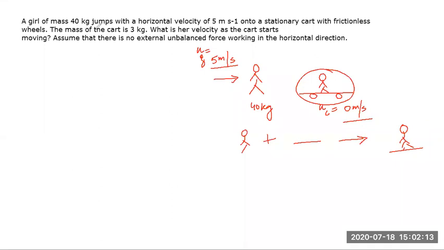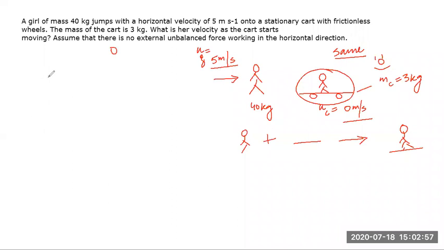Now, the question is, the mass of the cart is 3 kg. The cart mass MC is 3 kg. What is her velocity as the cart starts moving? You see that this question couldn't have been done if you don't know the law of conservation of momentum. Now it says what is the velocity of the cart? Now students, actually the velocity of the cart and the velocity of the girl after the impact is the same, because the velocity of the girl relative to the cart is zero. Both are moving. It's like we are in a bus. The bus is moving, we are also moving. I explained this to you in the last video. Our velocity with respect to the bus is zero. Now, how can we do this?